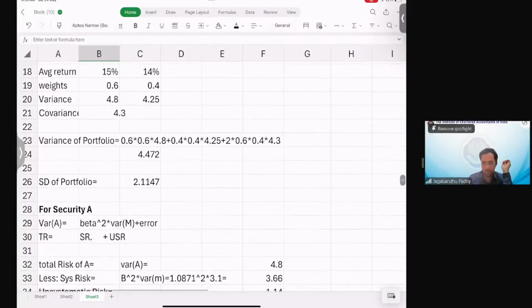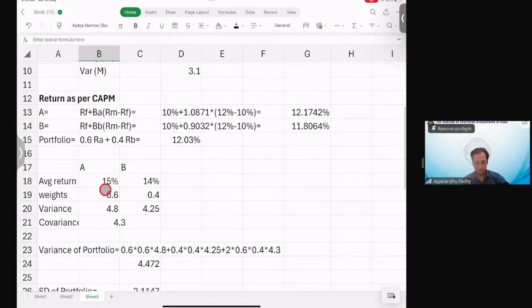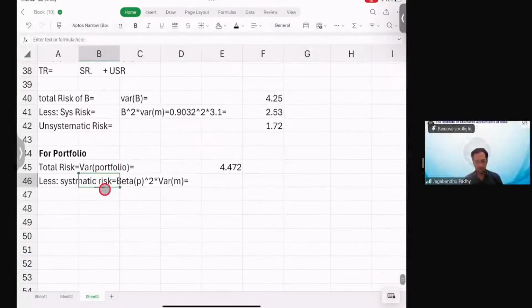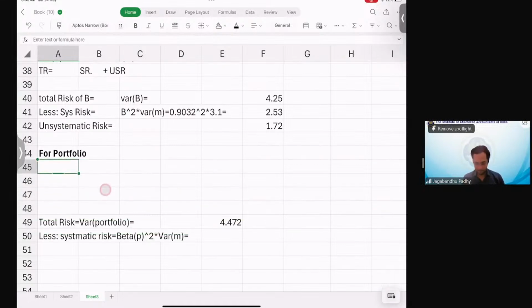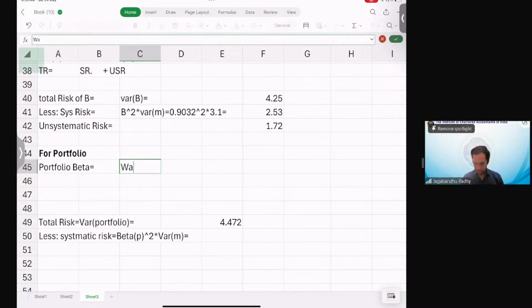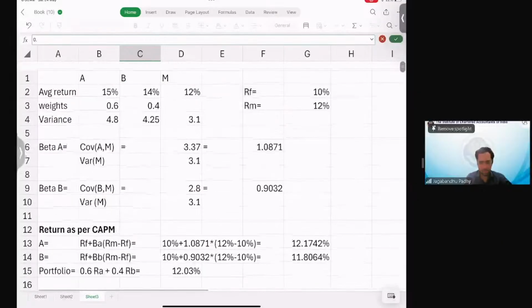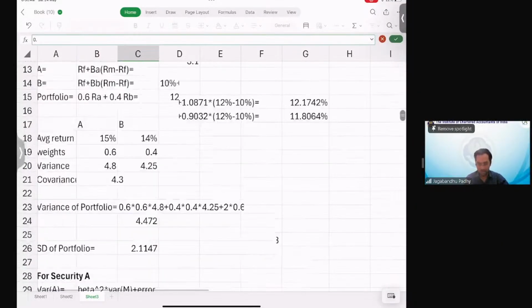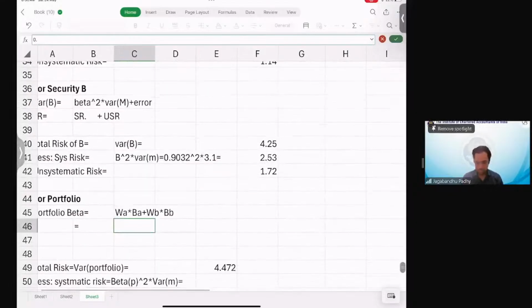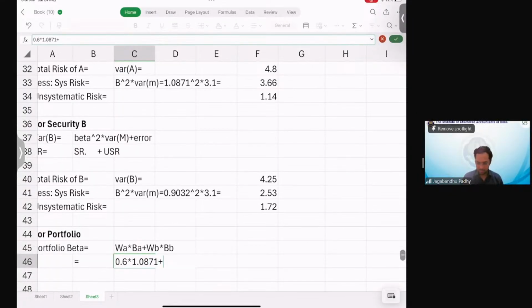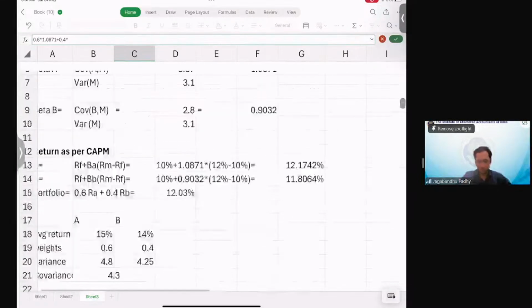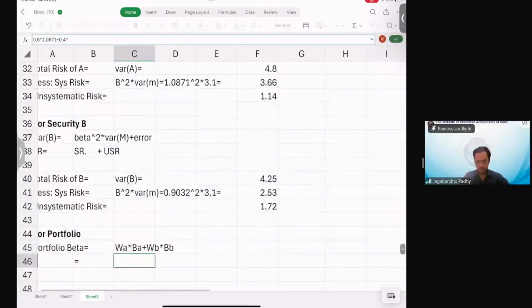Do we have the beta of portfolio computed? No, we haven't yet computed. So first we'll have to compute the portfolio beta. Portfolio beta will be weight of A multiplied by beta of A plus weight of B multiplied by beta of B. That is 0.6 into 1.0871 plus 0.4 into 0.9032.